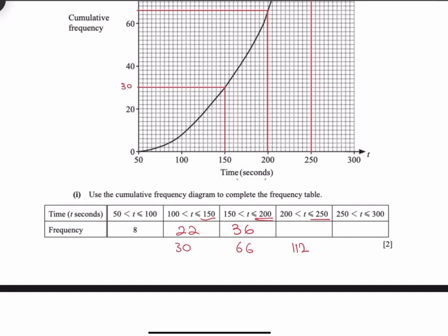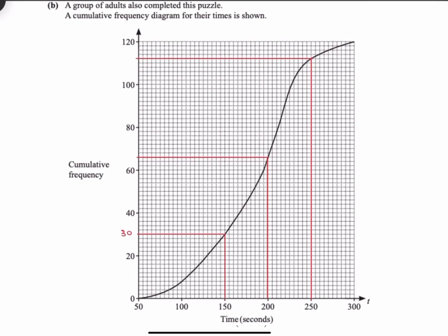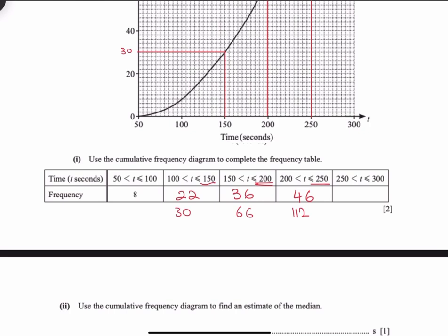Minus 66. This is a 46. Now, how many are they in total? They're 120. So 120 minus 112, that is 8. Okay? When you add all of them, you get 120, and the question is done.